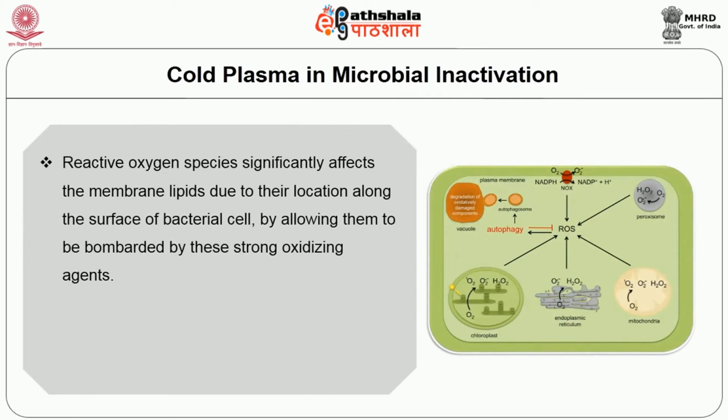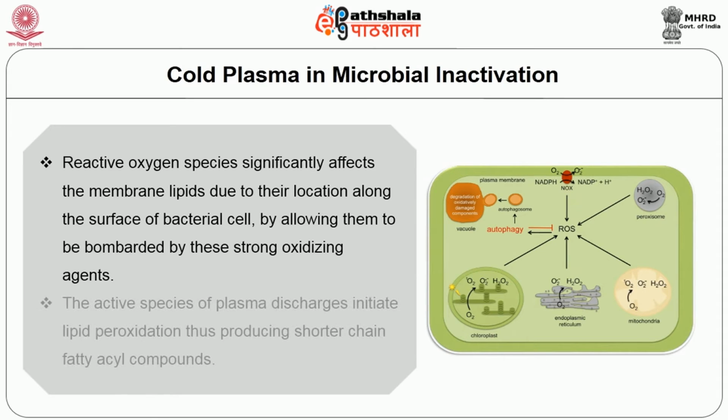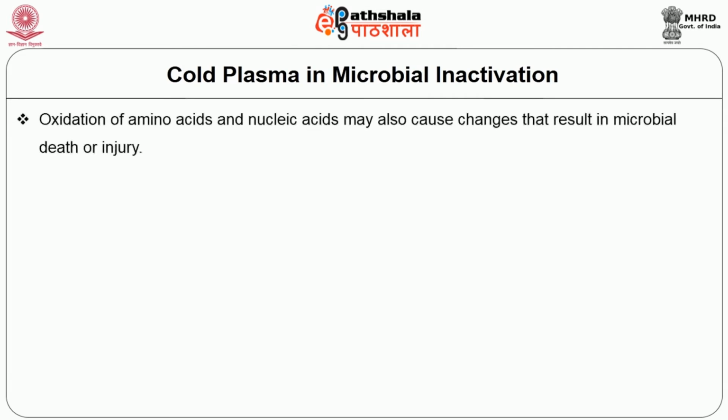Reactive oxygen species significantly affect the membrane lipids due to their location along the surface of bacterial cells, allowing them to be bombarded by these strong oxidizing agents. The active species of plasma discharges initiate lipid peroxidation, thus producing shorter chain fatty acyl compounds. Oxidation of amino acids and nucleic acid may also cause changes that result in microbial death or injury.